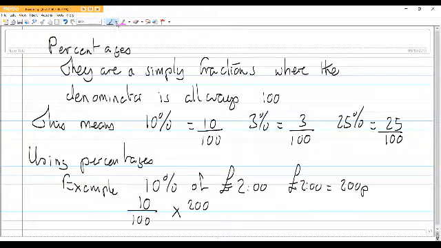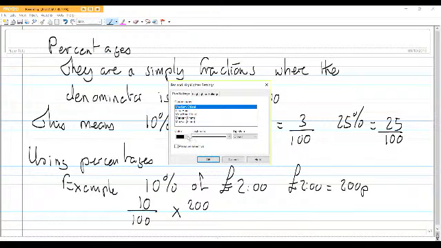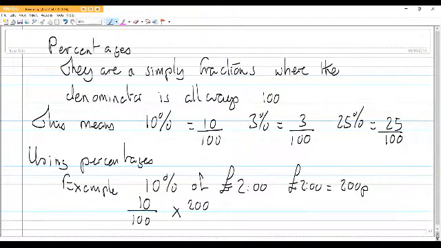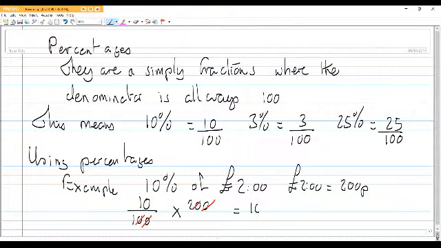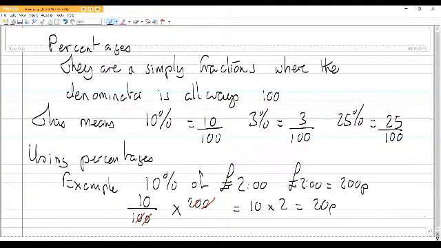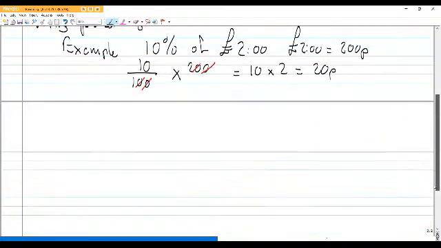And I'm sure you'll see that the noughts will cancel out. At least I hope you can see that they cancel out. But this is what happens. That will cancel with that, and that will cancel with that. And therefore you're left with 10 times 2. So it equals 10 times 2 equals 20 pence. So 10% of £2 is 20 pence. Right, so let's go through another example then.